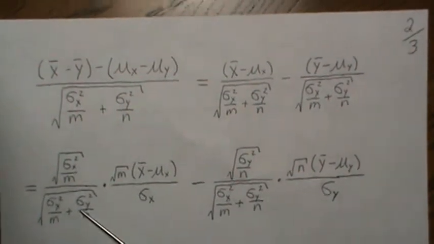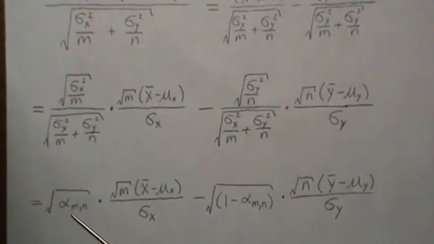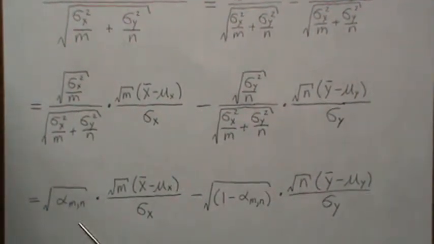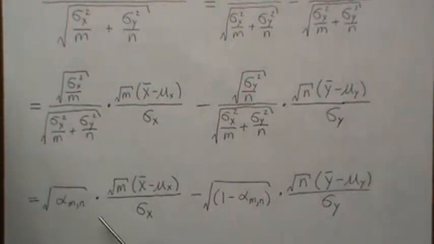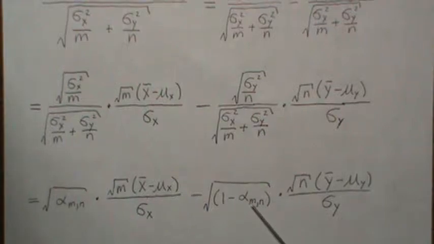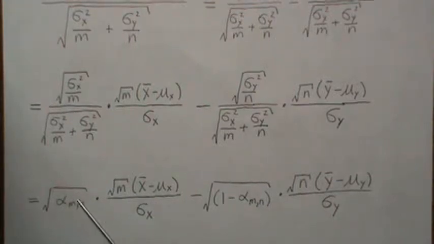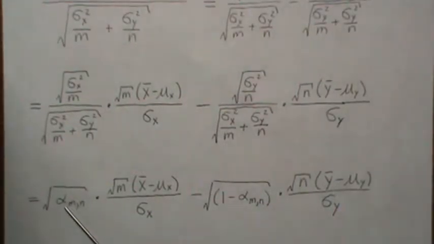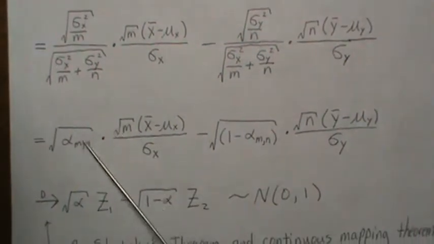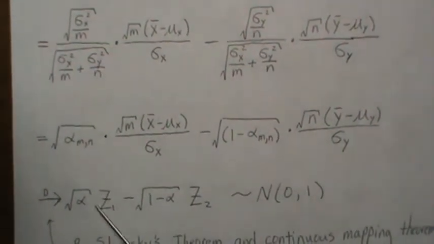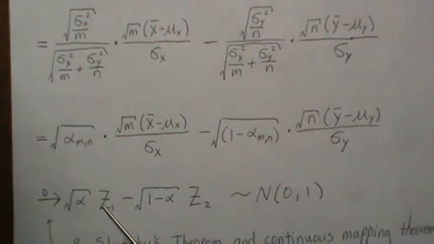But this right here is what we defined as alpha mn. And then of course we want the square root of it. This comes down, the minus, and then this is 1 minus alpha mn. And then this comes down. Now the reason we do that is this converges to a constant, and then this converges to a distribution. So we can use Slutsky's theorem on this to say that this piece converges to alpha times a standard normal.